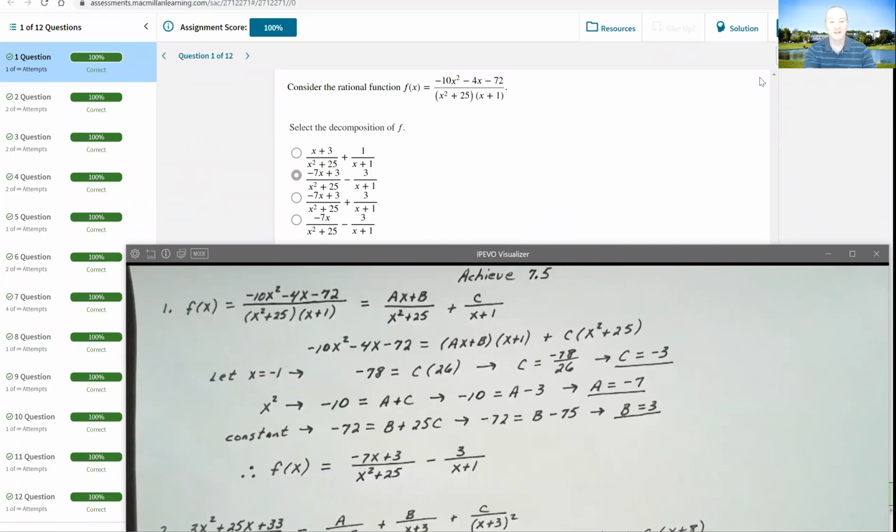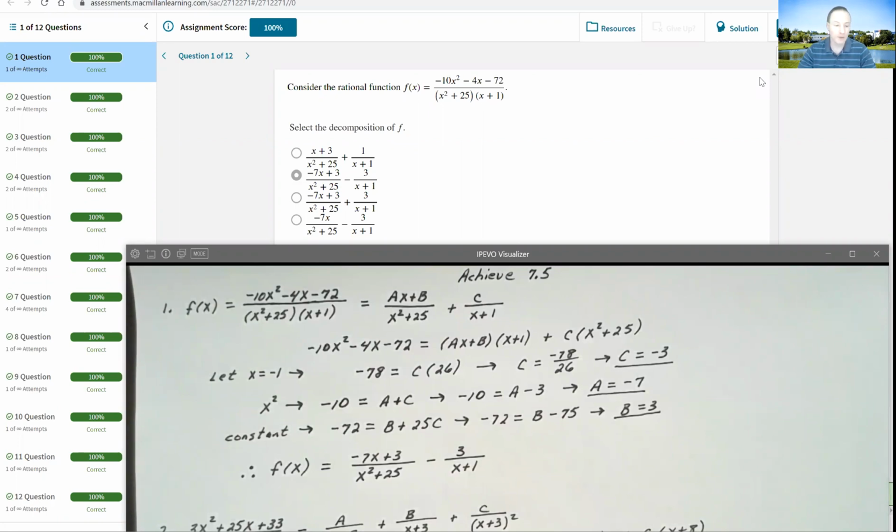Hi all, let's take a look at the problems here in section 7.5 dealing with partial fraction integration. This is one of my absolute favorite sections of the semester. We can actually make these partial fraction integration problems as difficult as we would like. There are some problems that I could give you like this that would take multiple pages to work one problem.